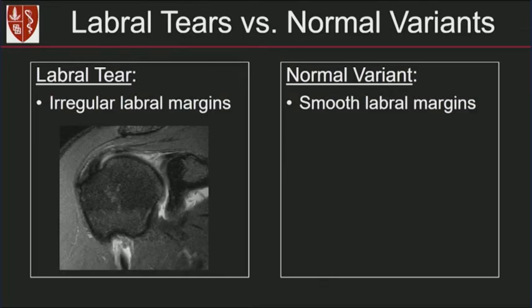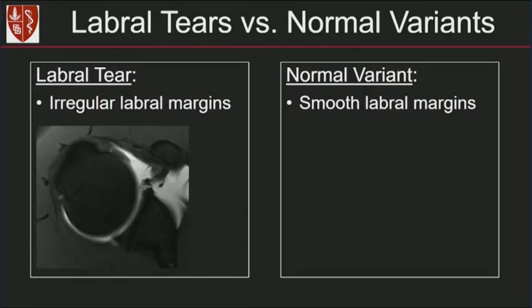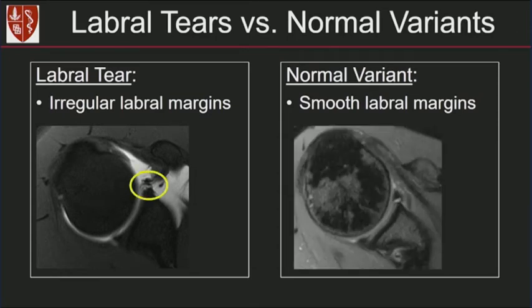Labral tears would have irregular labral margins. Coronal images here showing irregular margins of a tear. And here again, our sublabral sulcus. Here's the cleft. Notice the smooth labral margins in this normal variant. Axial images also show you the irregular labral margins of a tear. And this is our sublabral foramen. Here's the nice focal separation. And then notice the labrum, normal, smooth labral margins.